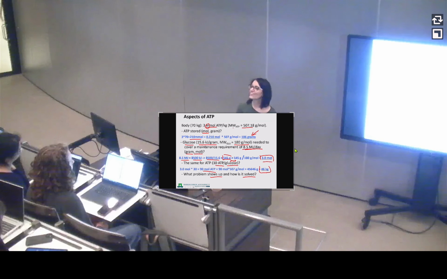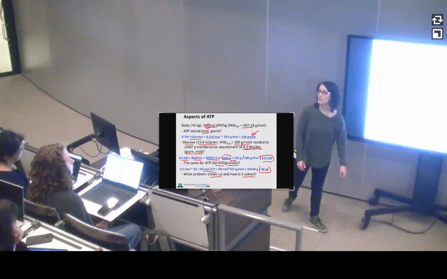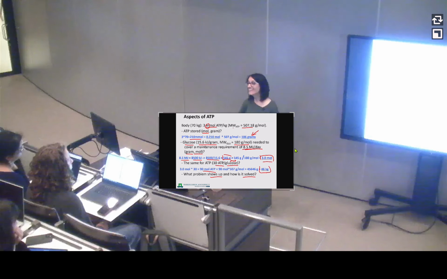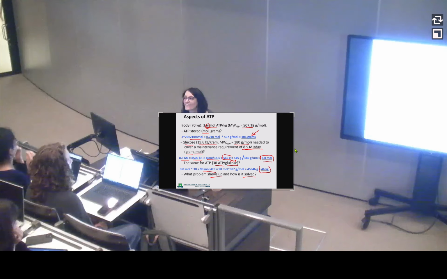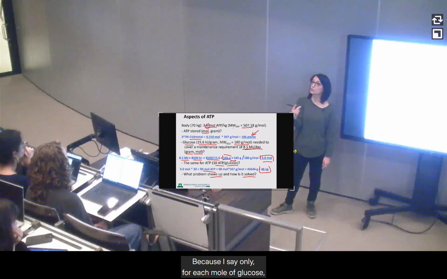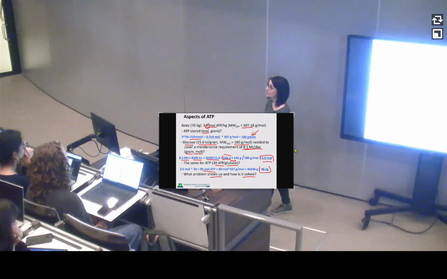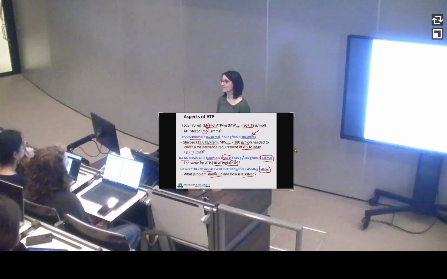Anybody want to give a try? We use, yeah, go ahead. Sorry, I couldn't hear. There's also the 35% efficiency, so 65% is lost as heat. Yeah, so now we consider this already, right? Because I say for each mole of glucose, we can only make 30 ATP. That's already the 35% of efficiency. So all the rest is already lost as heat.